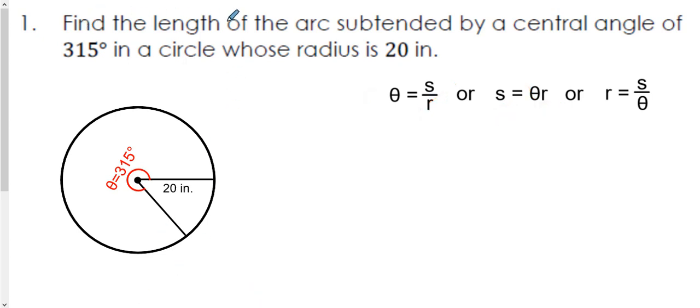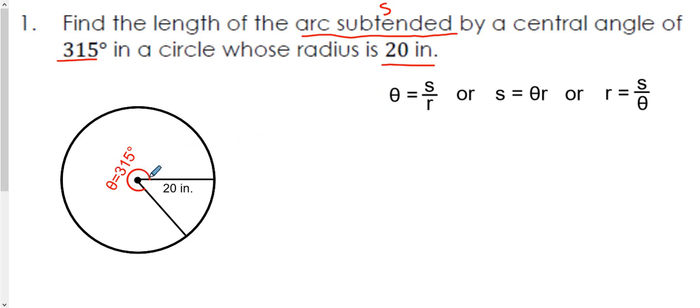It says find the length of the arc subtended by a central angle measure of 315 degrees in a circle whose radius is 20 inches. So the math that we're going to do here, you just have to find out what are you looking for. Find the length of the arc subtended. Now we know that that is S. So the other two things that they're going to give us are the central angle measure, 315 degrees, and the radius, which is 20. Now remember, this really works when this theta is written as a radian. So we need to take this 315 and convert it into radians.